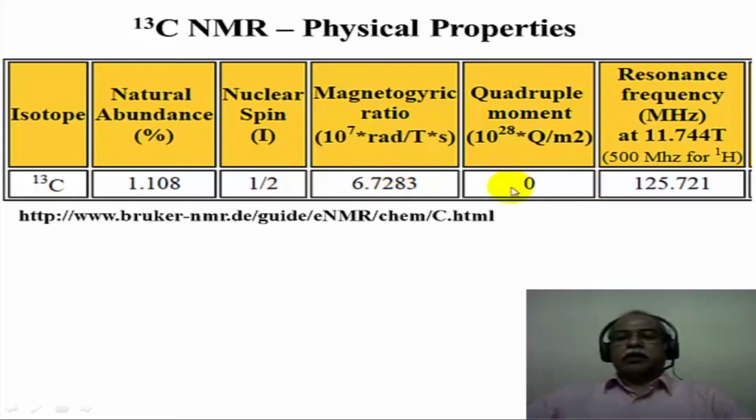It doesn't have any quadrupole moment. The gyromagnetic ratio being 1/4 of proton, the resonating frequency is also about 1/4 of the proton resonance frequency. In other words, if the proton resonance frequency is 500 megahertz radio frequency, then the carbon-13 under the same magnetic field strength of about 11.7 Tesla, the carbon will resonate at 125 megahertz or so.